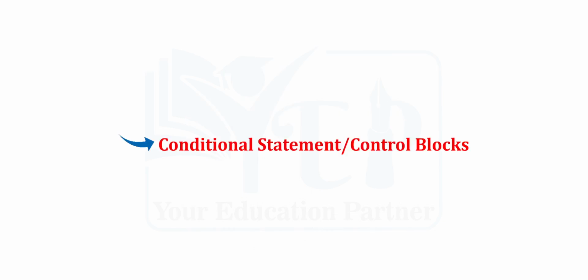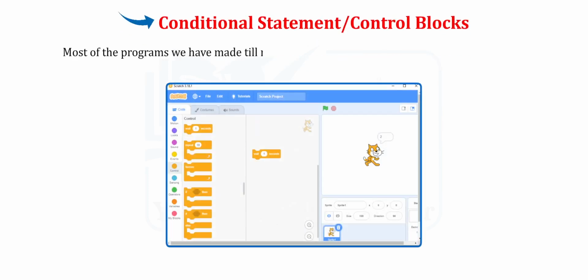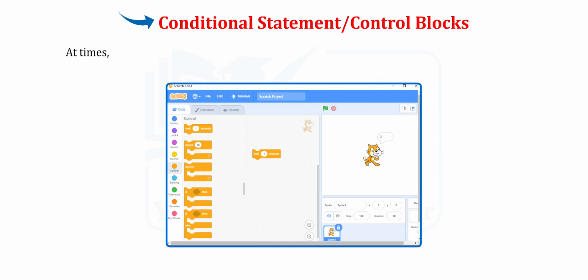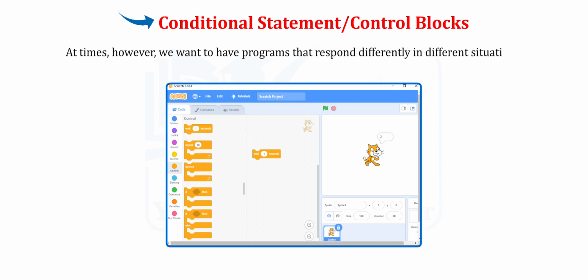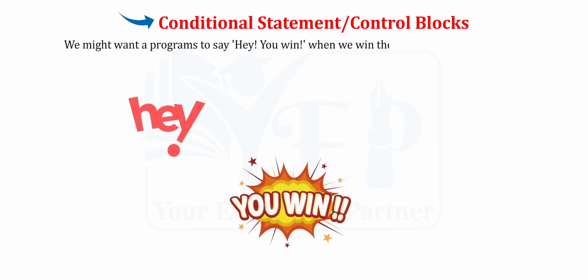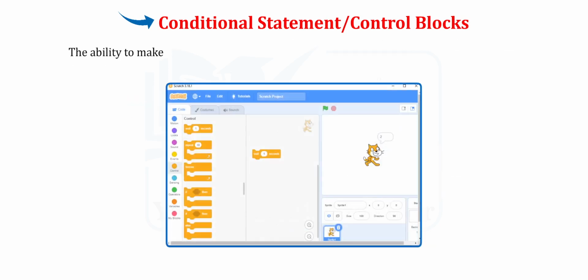Okay, now let us talk about conditional statement control blocks. Most of the programs we have made till now had only one possible way of running. While the program runs, we wait and watch, and then it finishes. At times, however, we want to have programs that respond differently in different situations. We might want the programs to say, hey, you win, when we win the game, or better luck next time if we lose. The ability to make decisions based on specific criteria is an essential part of programming.